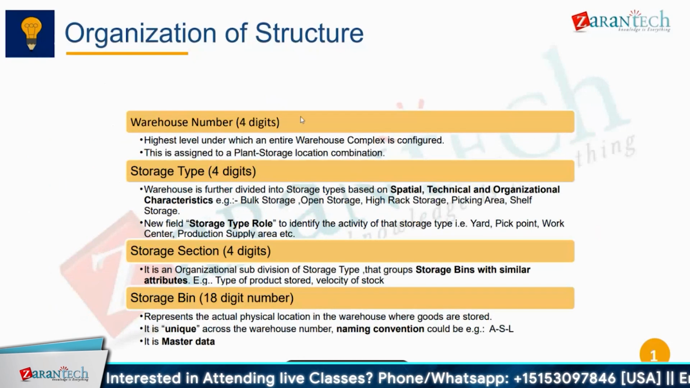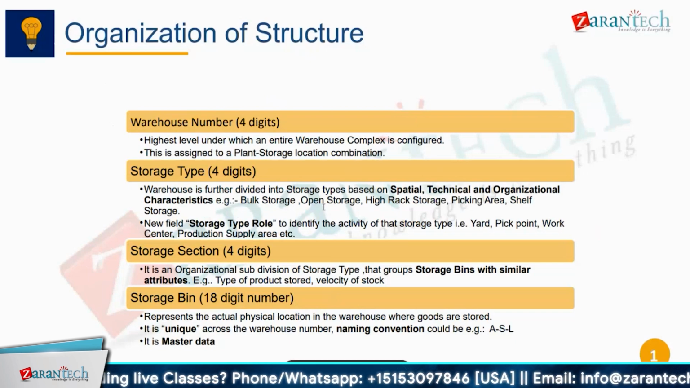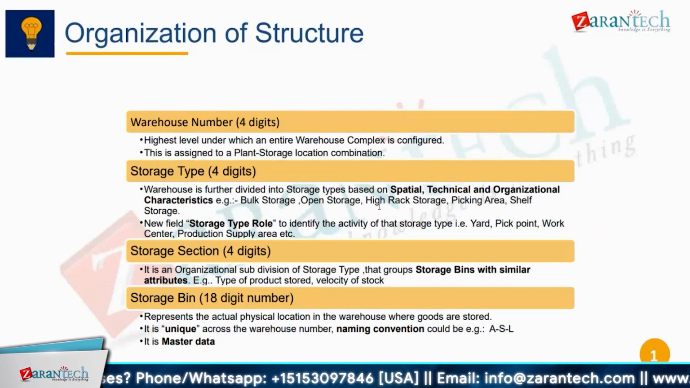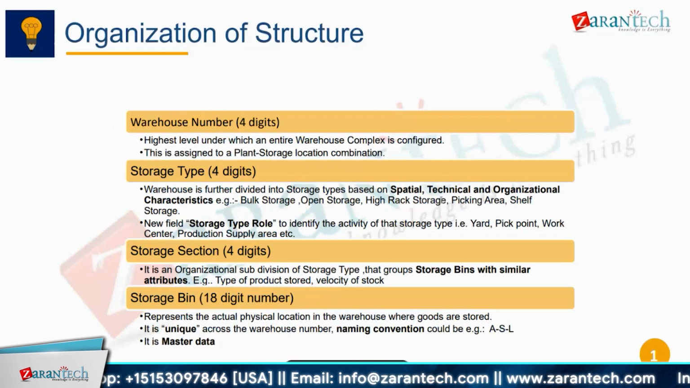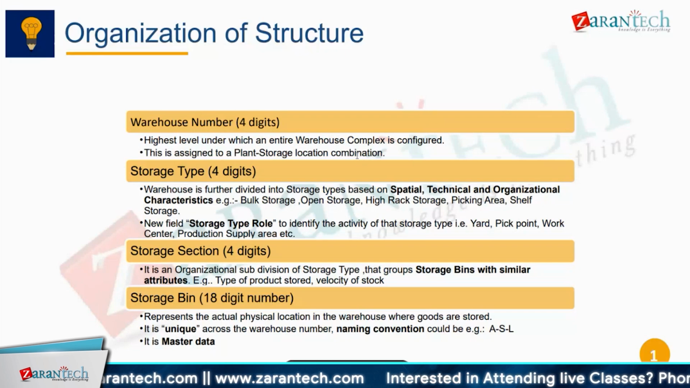Okay, so let's take the theoretical definition of a storage type. The warehouse is further divided into storage types, based on how your organization technically categorizes your warehouse. Some examples could be bulk storage, high rack storage, picking area. If you are storing something in the picking area so that it can be picked, then you define it as a storage type. Again, this could be 4 digits.